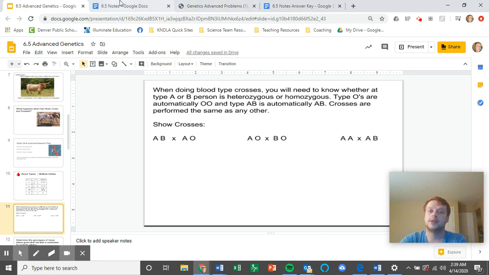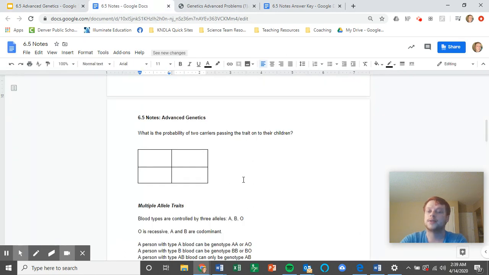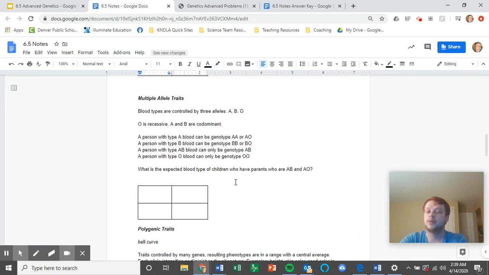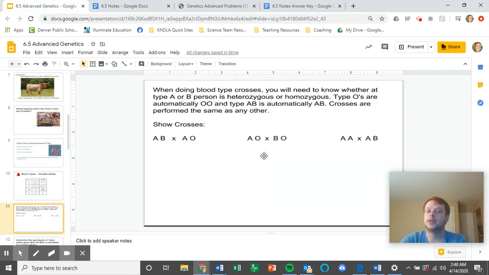In your notes, you have a space to perform one practice cross for this. If you want to do all 3 of the ones from the slides, that's fine, but I wanted to make sure that this was manageable so you could move into your independent practice. So if we cross someone who's AB and AO, what is that going to look like? I'm going to give you guys some time, so pause the video here if you'd like, and then when you've finished setting it up in your notes, you can come back and watch to see what the solution looks like.